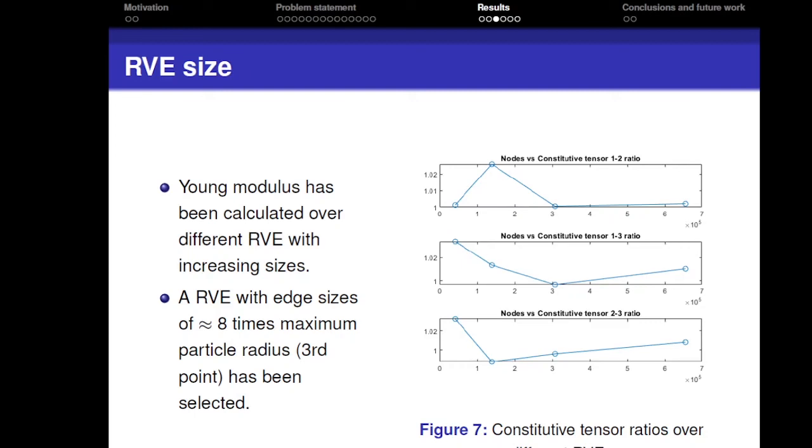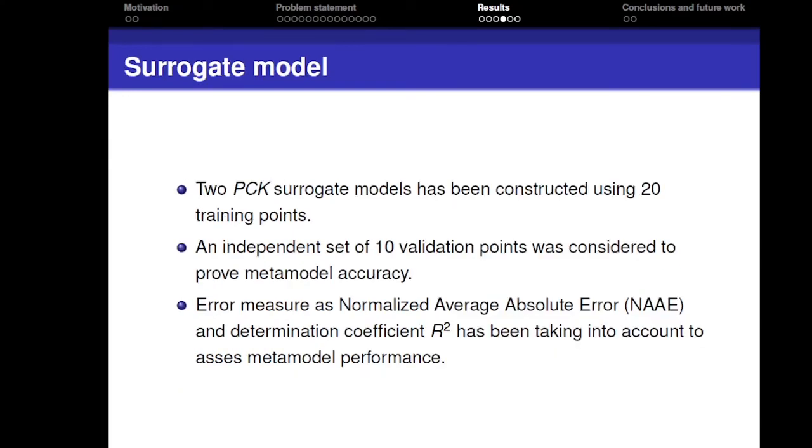Regarding the RVE size determination, we have followed the same strategy. We have generated different cells and we have calculated material isotropy by the quotient of the elastic tensor components. Finally, an RVE with 240 micrometers edge length has been selected. Finally, two polynomial chaos Kriging surrogate models have been constructed using 20 training points. One to approximate the Young modulus of the composite material, and the other one to approximate the Poisson coefficient.